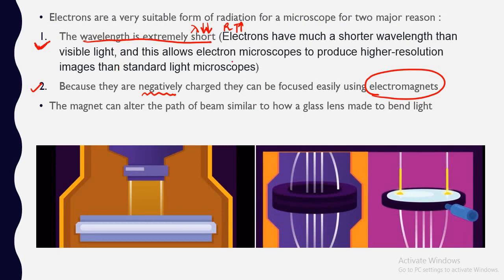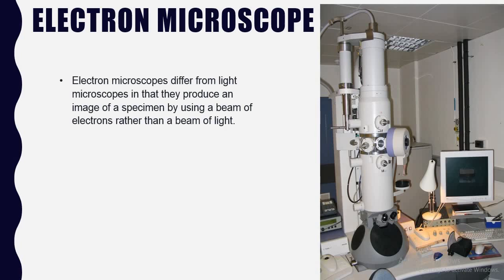The shorter the wavelength, the higher the resolution. So the next one is the electron microscopes, wherein a beam of electrons is used. If you see from the picture itself, they occupy a whole room. They are not generally found in school laboratories. They are not student friendly.